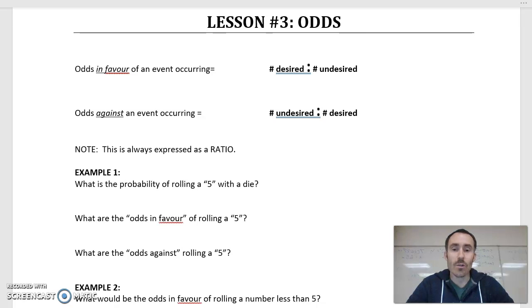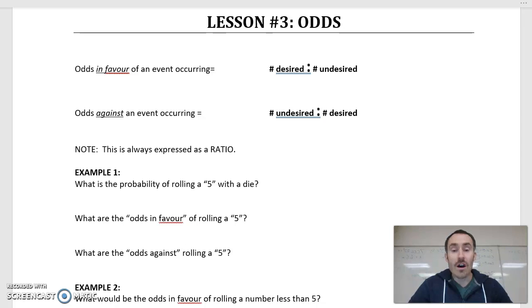In this lesson, we're looking at a different way of talking about probability, and that is odds. Now, it's still talking about the same thing: what's the likelihood of something happening versus the likelihood of it not happening, but it just looks a little bit different. So we're going to start with the two equations that we're going to reference throughout this lesson, and then we're just going to do a whole bunch of examples, and hopefully it'll make sense after that.